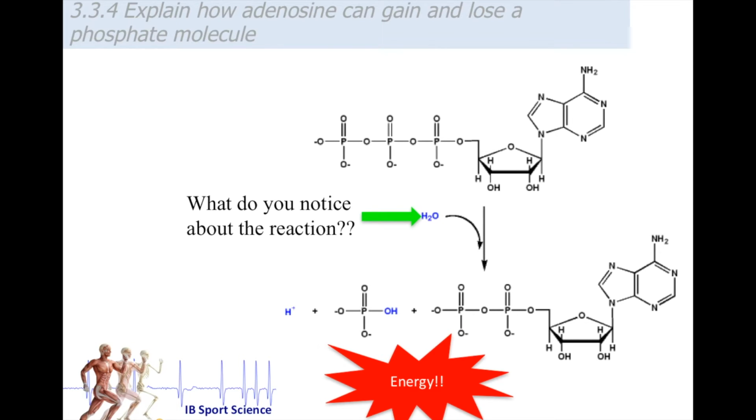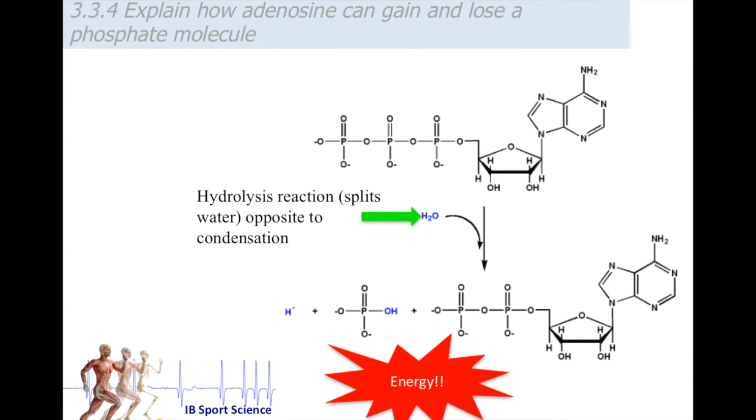So what do you notice first thing about the reaction? Well, we've got water going in, and it ends up being split. So we've got the H plus and the OH of our H2O, so water ends up getting split. So this is called a hydrolysis reaction. So it's the splitting, or the lysis, of water. And if we remember, we talked about condensation reactions where water is produced. So this is the opposite reaction.